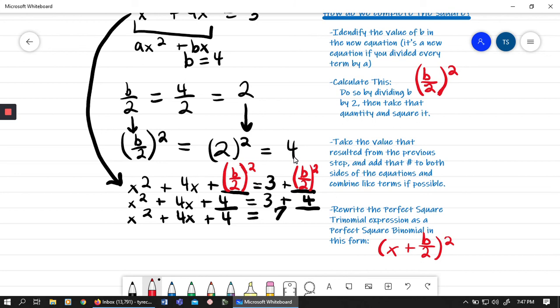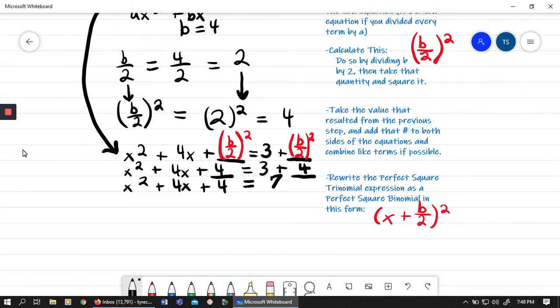Please do not write 4. I'm not asking you to square b divided by 2. I just want you to write the value of b divided by 2 here. Again, I've seen so many students make that mistake. That's why you hear my voice so elevated and me emphasizing this. Okay, so let's write this out.